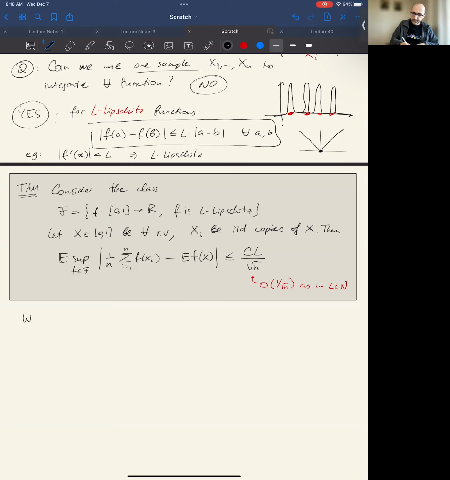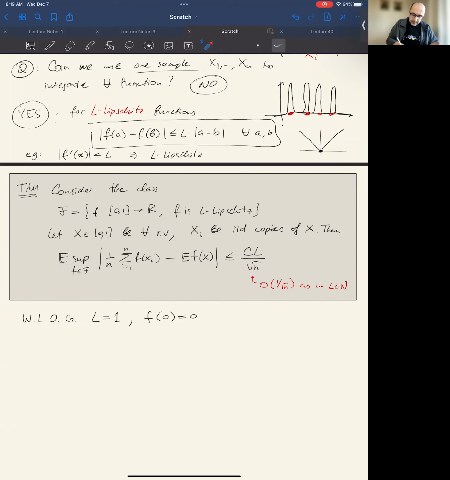Let's prove it. So for the proof, without loss of generality, or maybe just for simplicity, let's assume that L is 1. L is just this constant for a Lipschitz function that defines Lipschitz. Just assume it's 1, just to make our life easier. We can also assume without loss of generality that f of 0 equals 0.